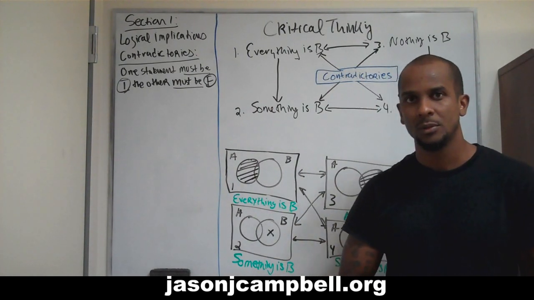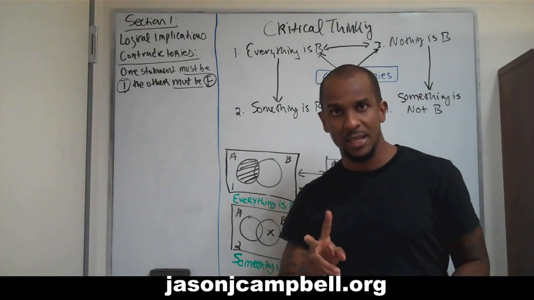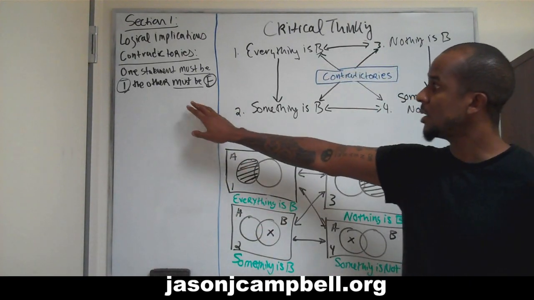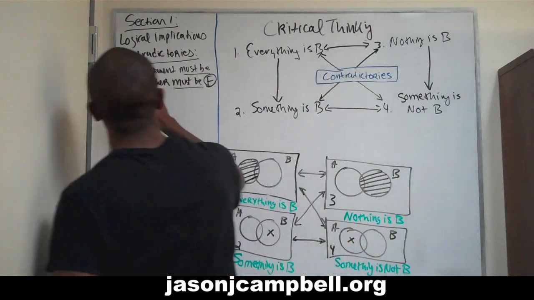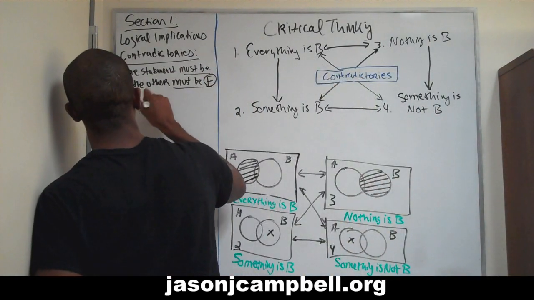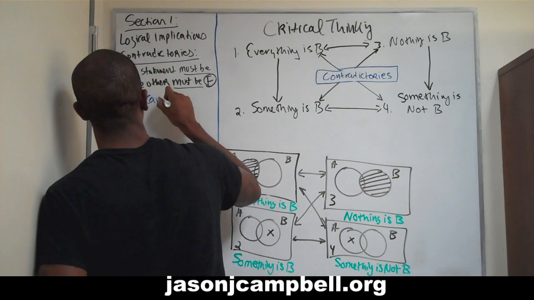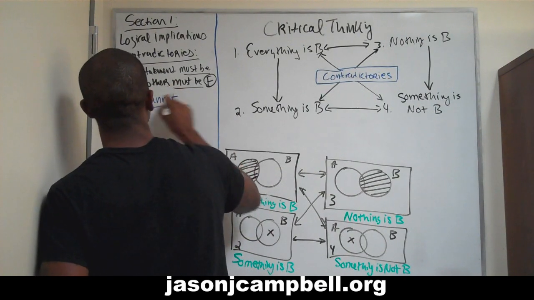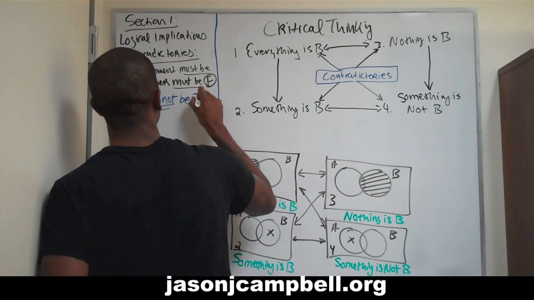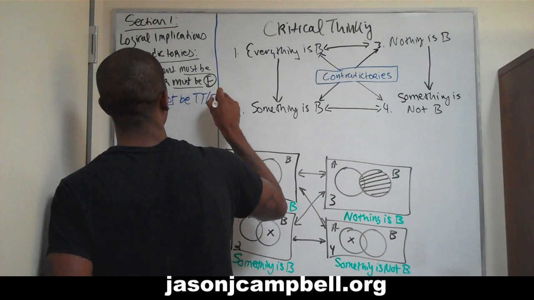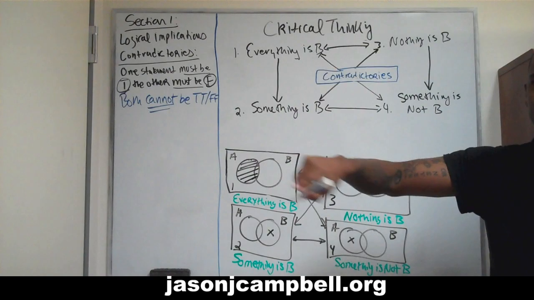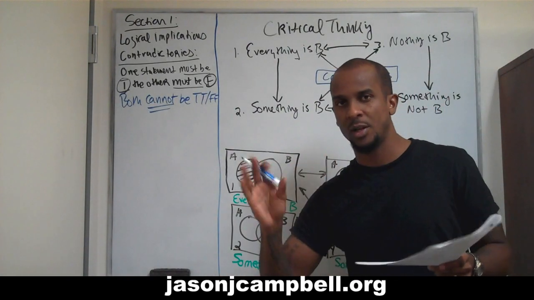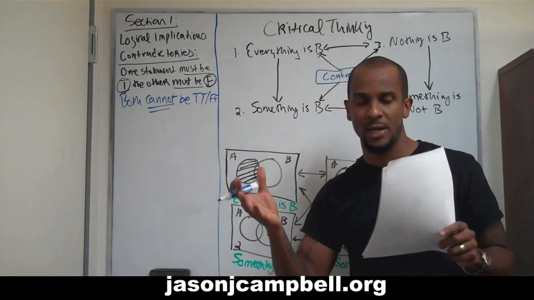It's nonsensical, right? So it can't be the case, again, for these contradictories that both are true, and I'll write this down, right? Both cannot be T, T, or F, F. You cannot have true, true, or false, false. One has to be true, one has to be false. It doesn't matter which one. But for contradictories, one has to be false, one has to be true.